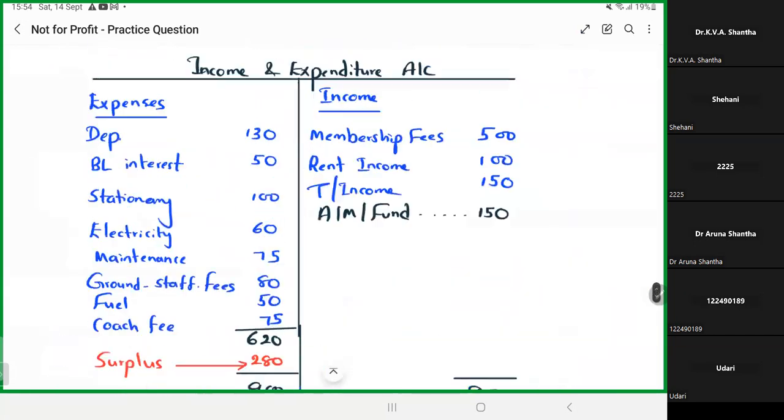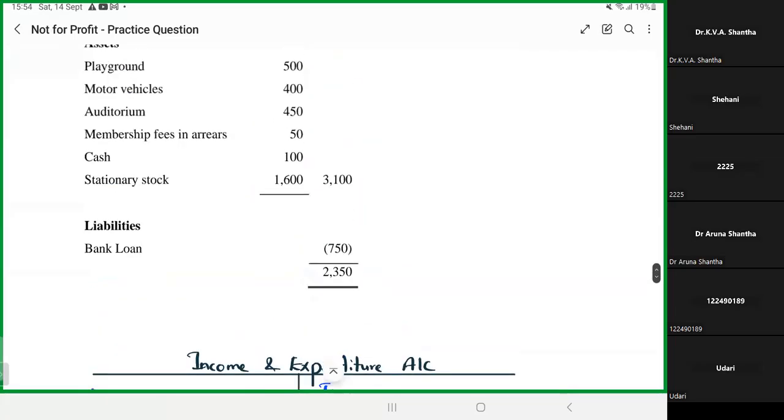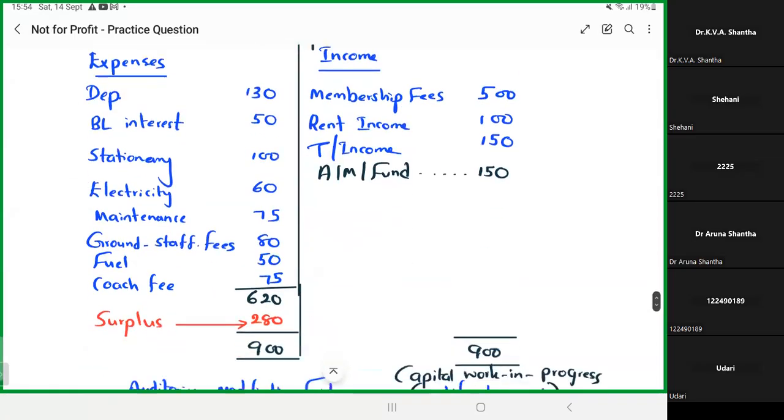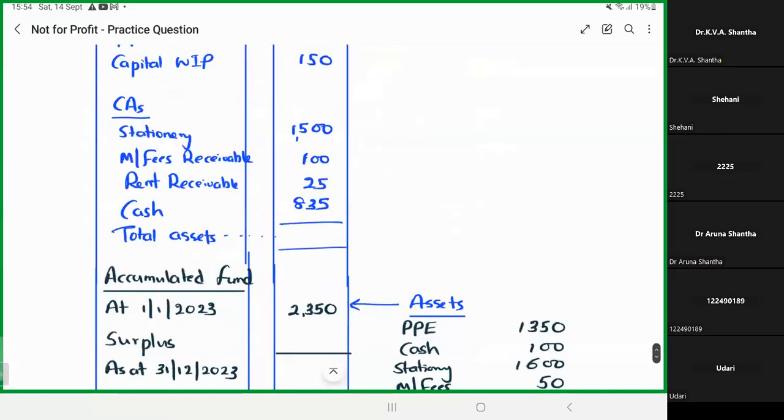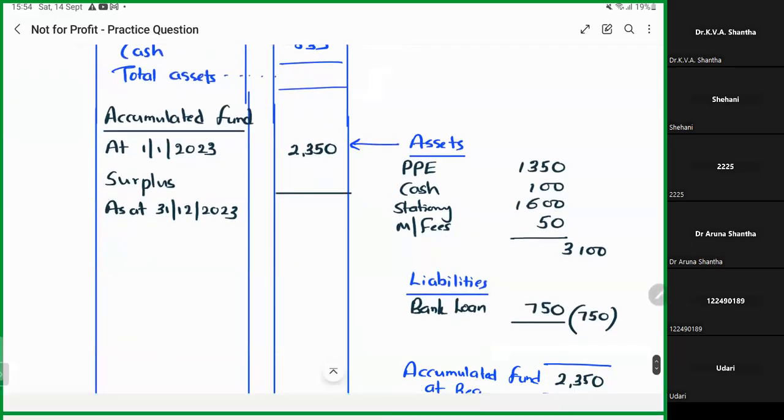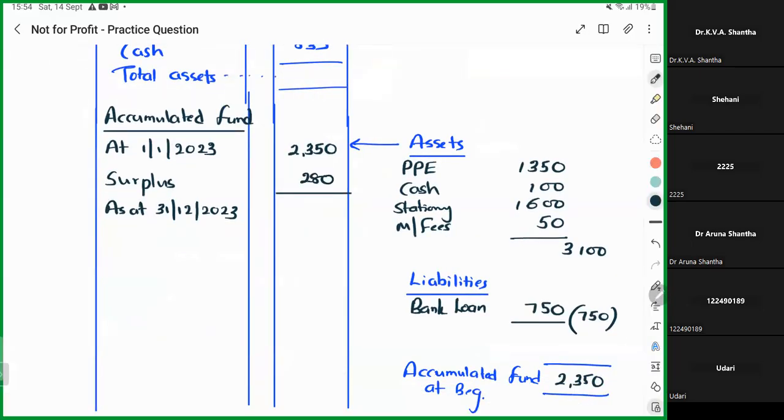Then we have surplus, 280. You see, during the year, surplus, 280. So surplus is added. Then you get the accumulated fund at the end. How much? 2,630. Yes, thank you. 630.